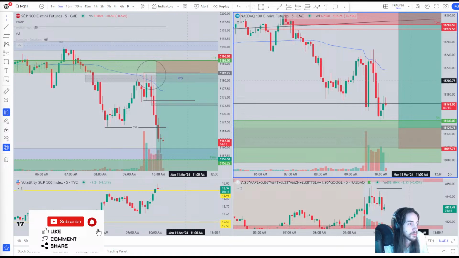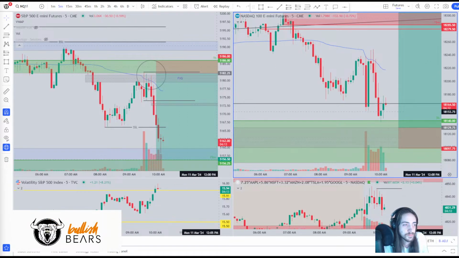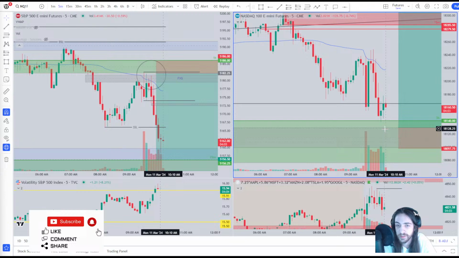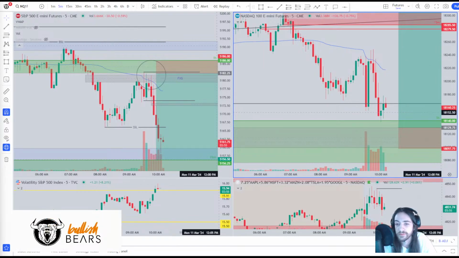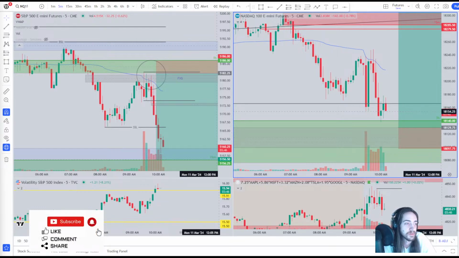Okay, let's see. My target is this area right here. It's about 30 points from where we are right now. Very good. I want to see a strong sell-off here, guys. Like fast.